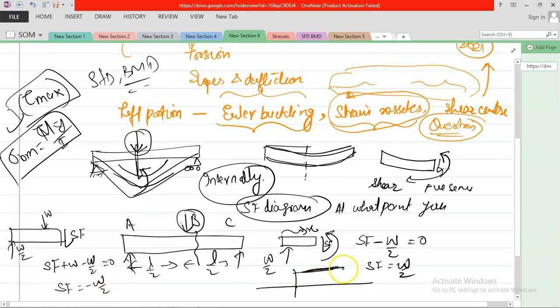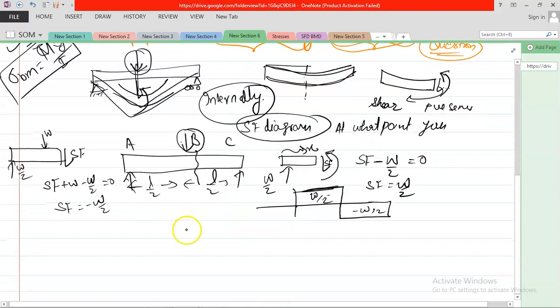So after the point of W it comes to minus W by 2, and it is constant, the same minus W by 2. So this is your shear force diagram for this simply supported beam. Now you need to draw the bending moment diagram.